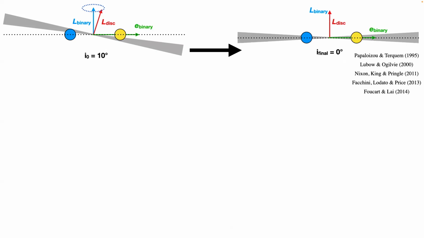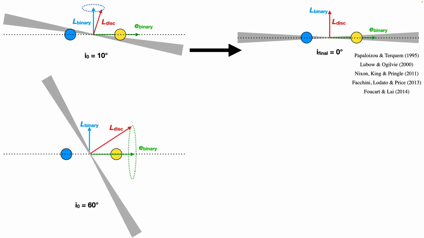So a misaligned disk won't stay misaligned, it will undergo alignment. For a lowly inclined disk, I have just a simple cartoon here where you have the angular momentum vector of the binary in blue and the disk in red. When it's lowly inclined, the disk will precess about the angular momentum vector of the binary, and due to viscous heating, the viscous dissipation, the disk will eventually align and go coplanar. So the disk angular momentum vector will align to the binary.